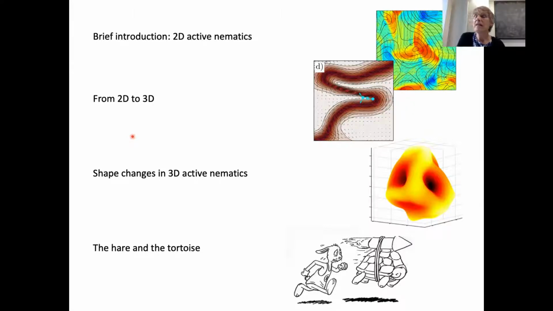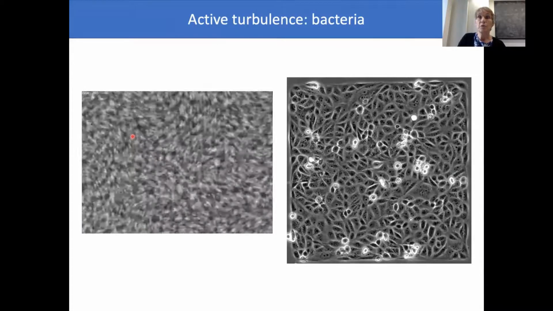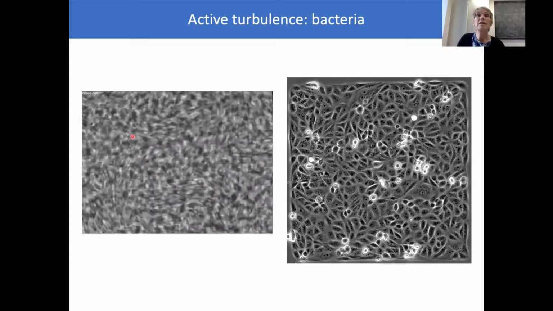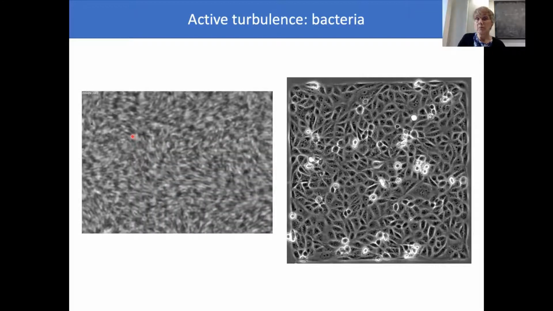And what I want to say is that maybe what we're seeing in these active systems may be relevant to shape changes in biology. So this is the sort of system that we're looking at. Dense active systems, for example, a dense layer of bacteria. And what you see in 2 dimensions is this state which looks like turbulence, which has now become known as active turbulence.